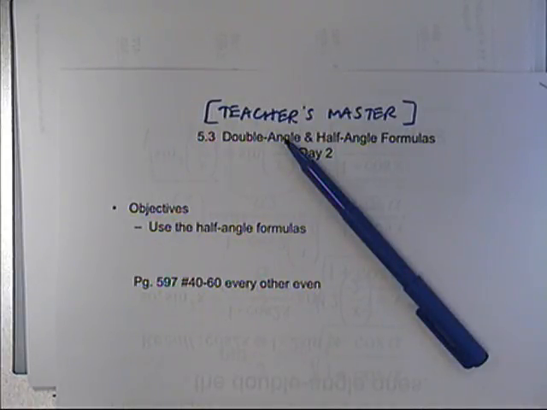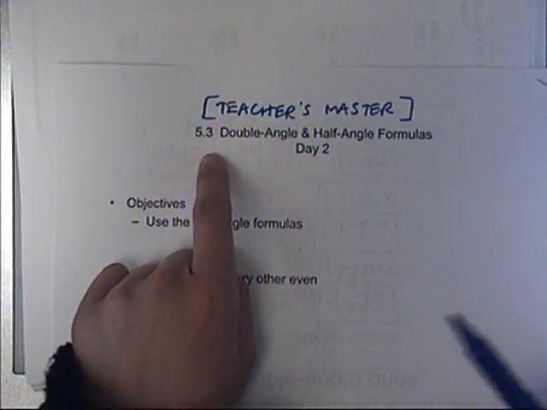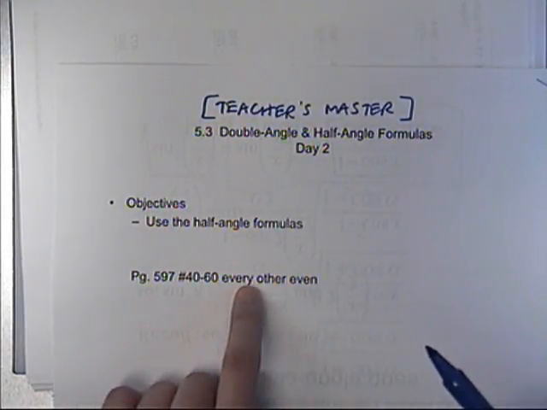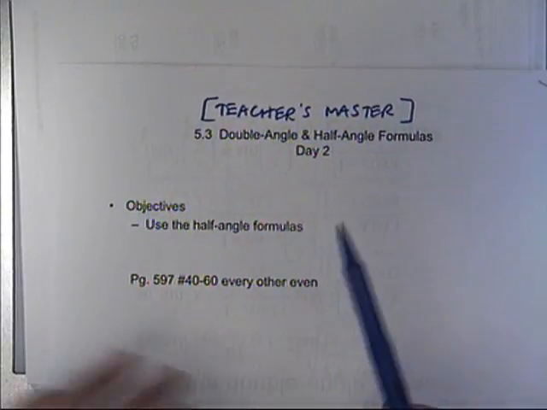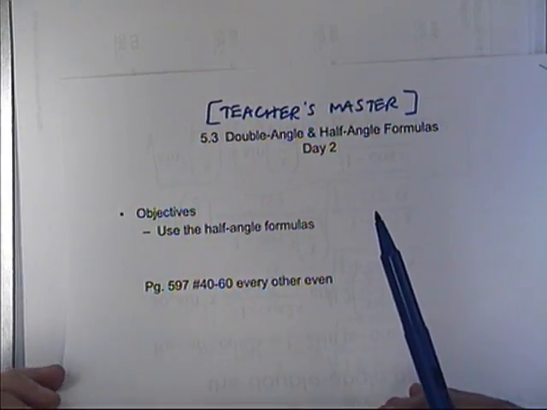Okay, this is section 5.3, day 2. Again, notice the assignment is every other even, 40 through 60, not all the evens.